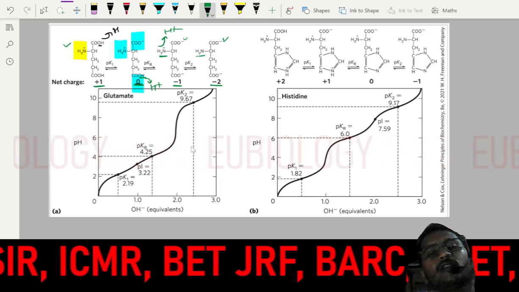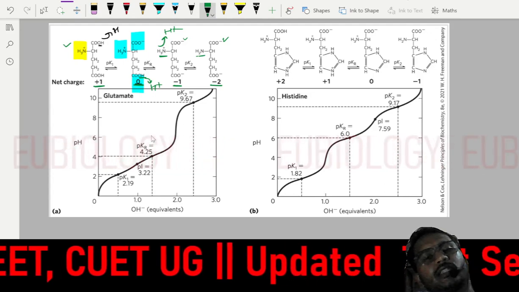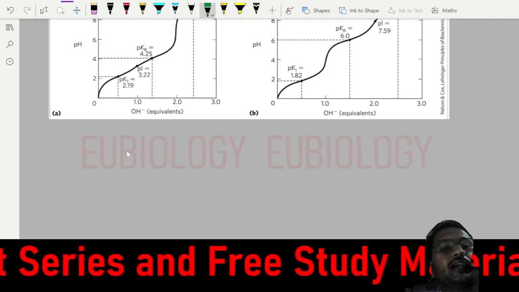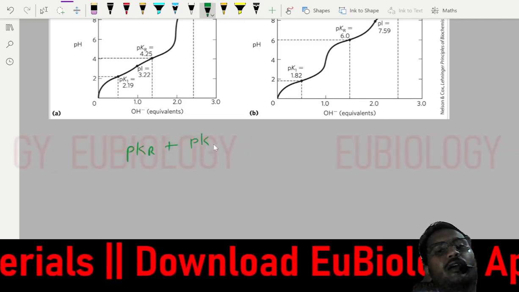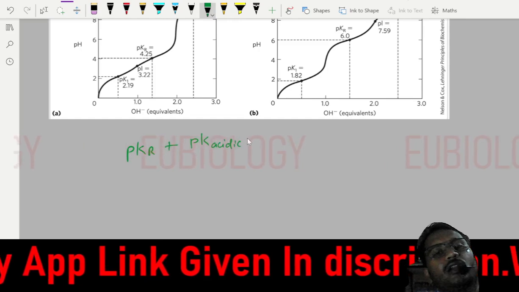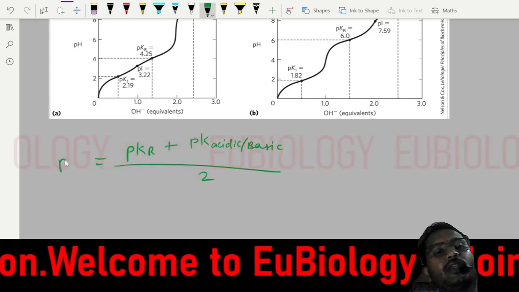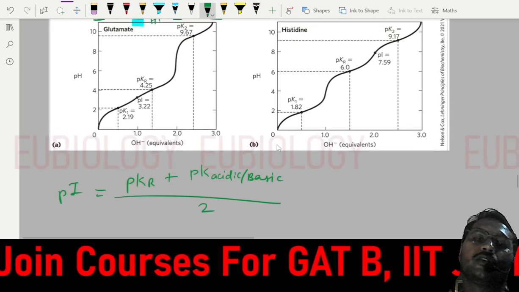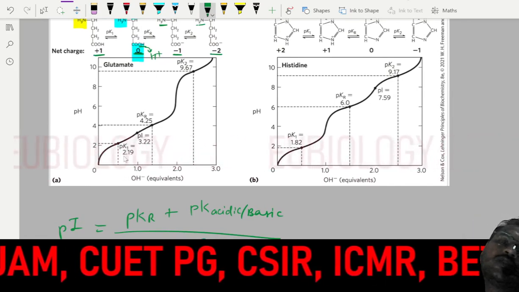So in this case, how will we find the pI value? Which values do you have to take? As you know, glutamate is an acidic amino acid. So first you have to take the pKr value, and then you take pK1 or pK2, depending upon whether it is an acidic or basic amino acid. Divided by 2, you will get the pI value. So how do you decide which pK value to take? Glutamic acid is acidic in nature, so you will take the acidic value.